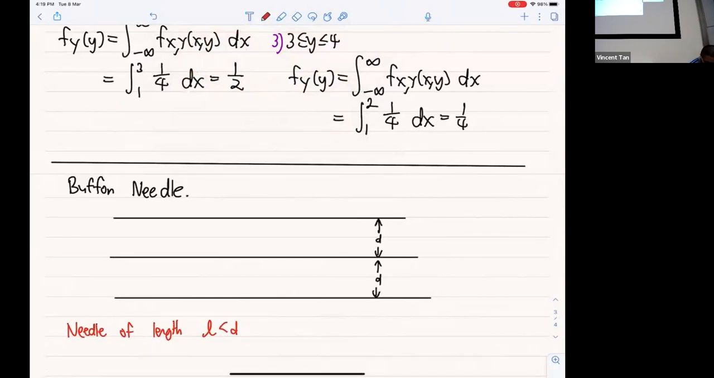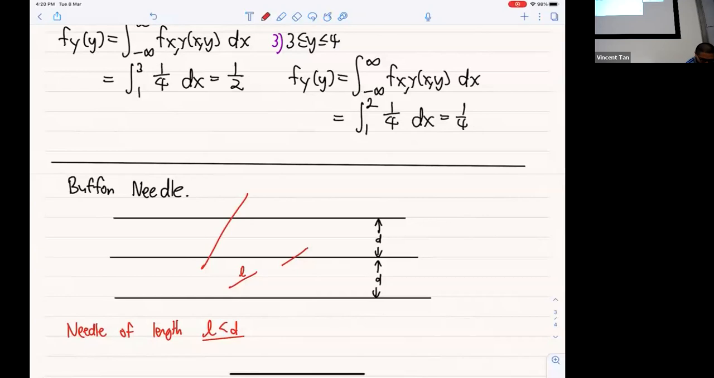So the needle has a certain length, say this length L. The way I've drawn this needle, it does not cross any line at all. But you could throw the needle uniformly on this plane such that it happens to cross this line. Can you see? So sometimes it crosses one of the lines, sometimes it does not cross any of the lines. And because L is less than d, it cannot cross two lines. So it cannot be like this. This is too long.